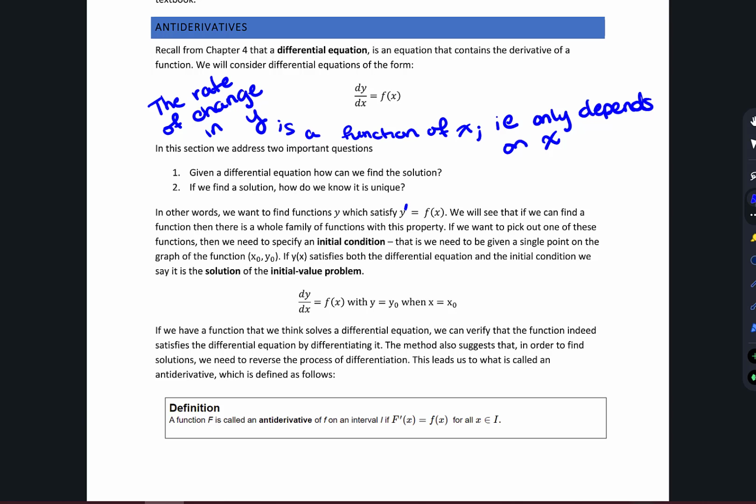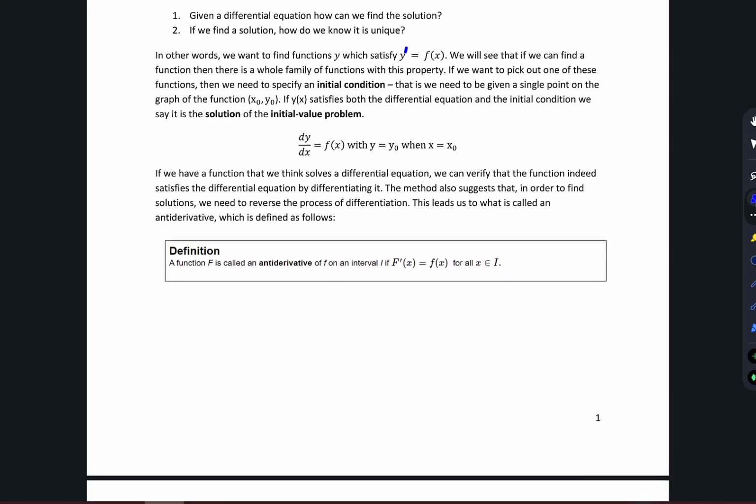And so what this method suggests is that in order to find solutions, we actually need to reverse the process of differentiation. And this leads us to what is called an antiderivative. A function F, and notice here we have a capital F, is an antiderivative of f where we have a lowercase. This notation looks a little funny because we're using capital F's and lowercase f's, but it's good at this point to get used to this style of notation, because when you start to use these ideas in your probability course, you'll see that we also use capital and lowercase letters, and they have very specific meanings in that context.